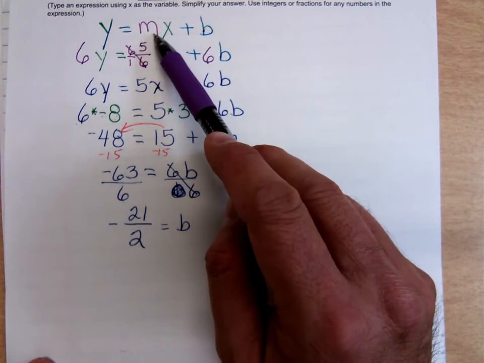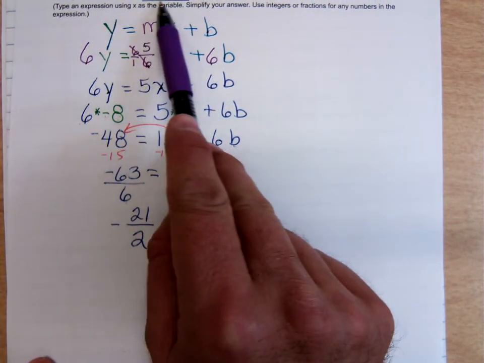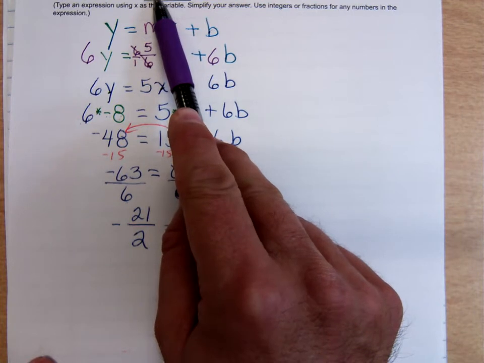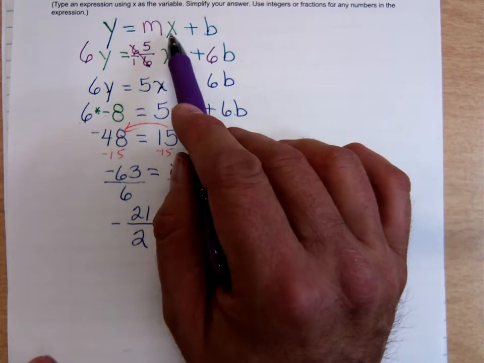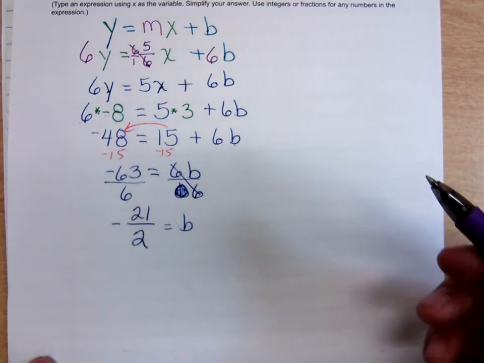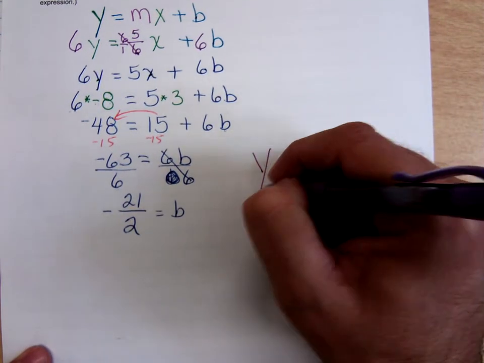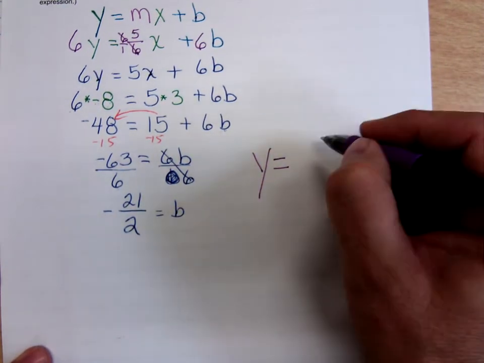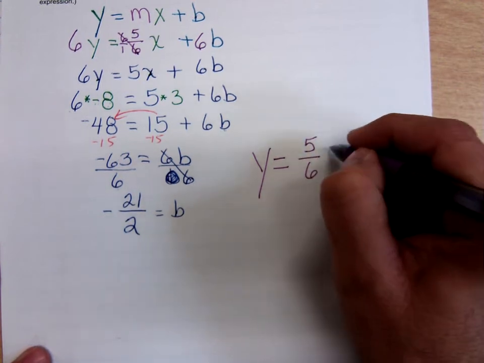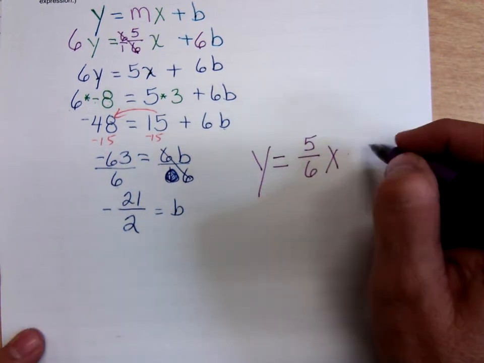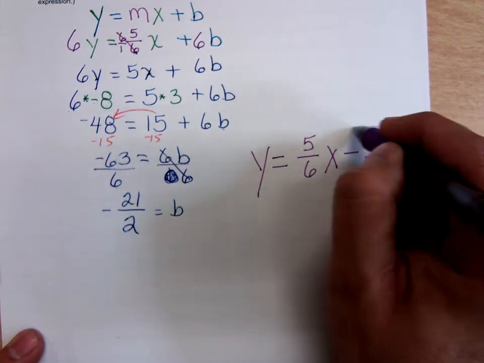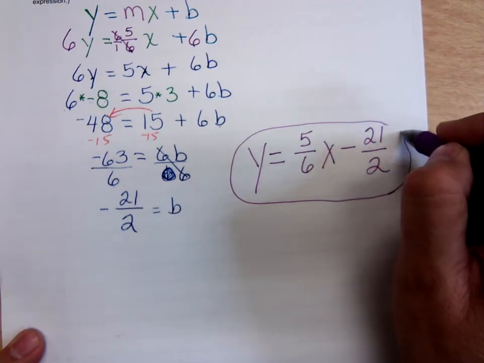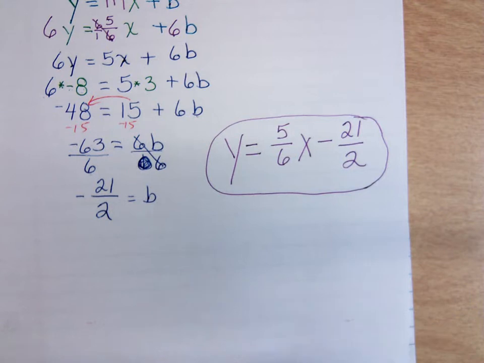I can now write the equation. That's what I want to do. Write the equation of that line. y equals, replace the m with 5 over 6. Replace the b with -21 over 2. So here's what I'll type in as the answer. y = (5/6)x, and instead of writing plus and negative, I'm just going to write minus 21 over 2. Any questions on that one?